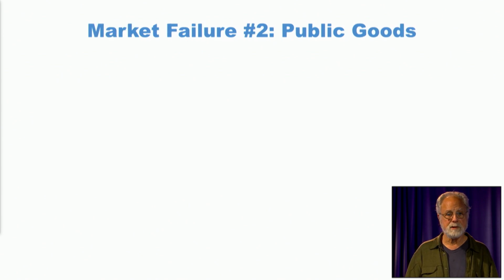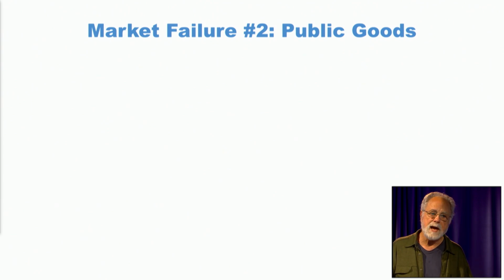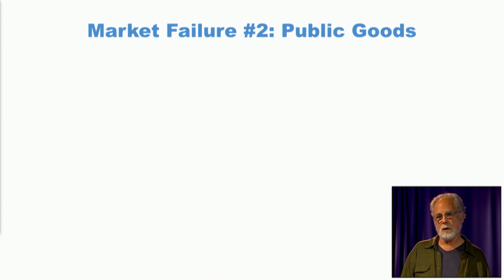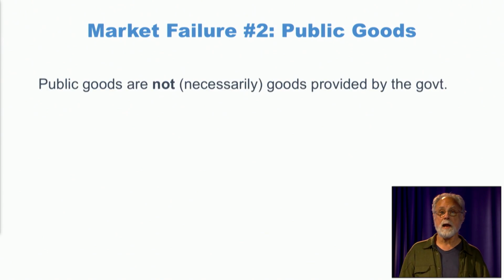Enough about monopoly. Market failure number 2 is public goods. As is often the case in economics, it seems, this is an area where common use of language differs from the way economists use the language. In everyday speech, when we think of public goods, we think of goods provided by the government. The government's the public sector, right? So a public good should be a government good. Well, no, not in economics.